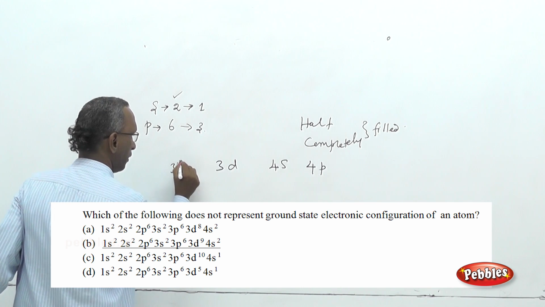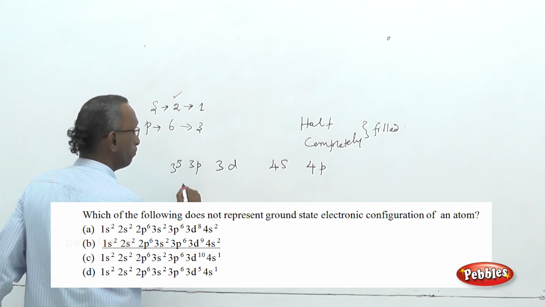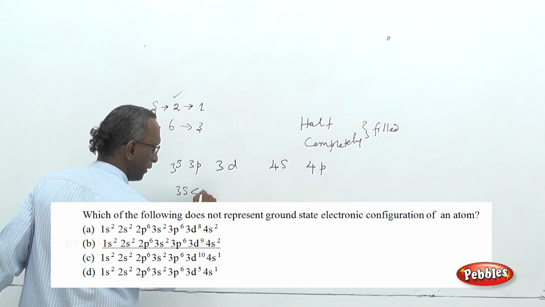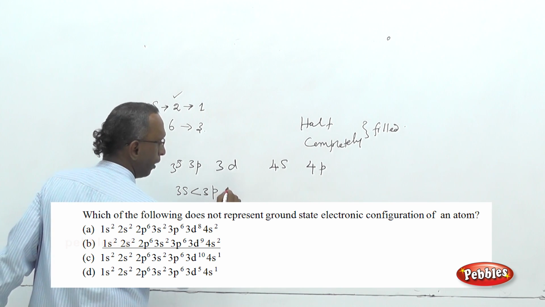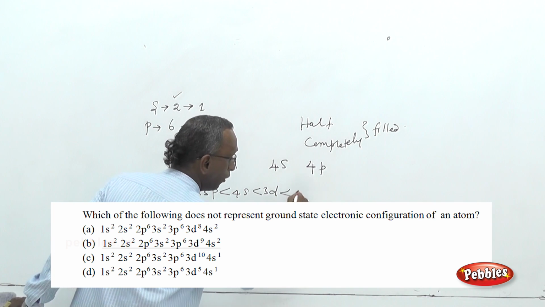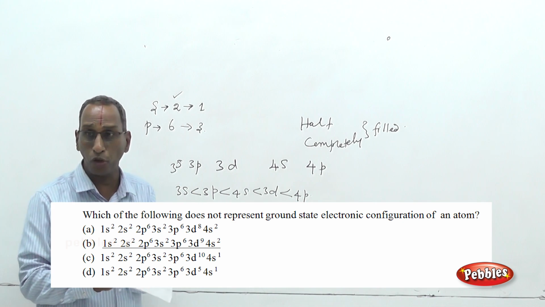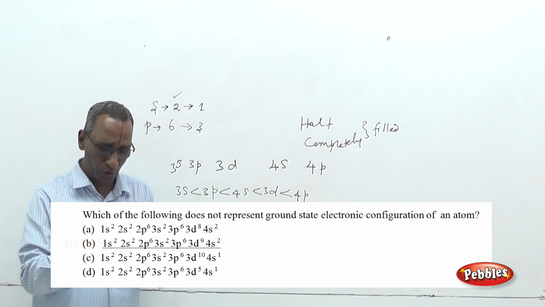So 3s, 3p, 3d, this is the arrangement. But next to 3s is 3p. Then comes 4s, then comes 3d, then only comes 4p. This is based on the Aufbau principle, and this is to be noted for the Aufbau principle.